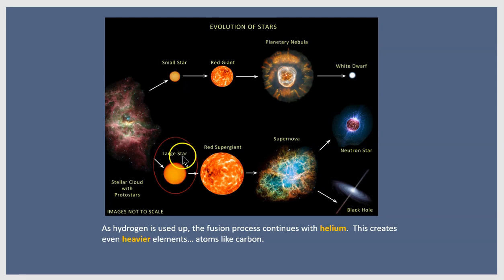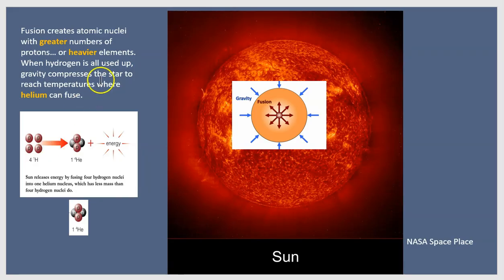But for both kinds of stars, as hydrogen is used up, the fusion process continues with helium, and this creates even heavier elements, atoms like carbon. So, in general, all of these fusion processes create atomic nuclei with greater numbers of protons, or the heavier elements. Now, when hydrogen is used up, gravity compresses the star to reach temperatures where helium can fuse. So again, the initial fusion with hydrogen makes the heavier element helium. Helium is heavier because it has 2 protons. The hydrogen nucleus had only 1 proton.